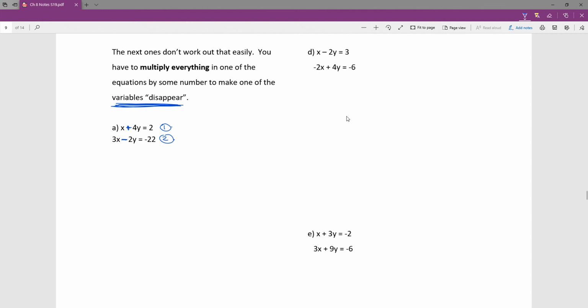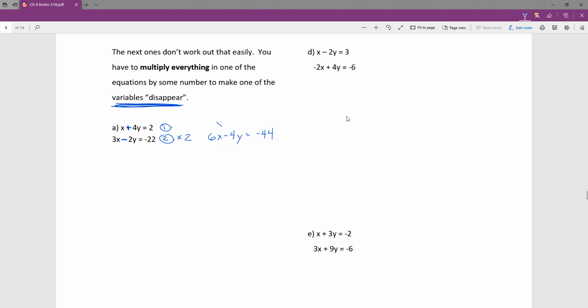In this one, if I took and multiplied equation 2 by 2, I'm going to get to a -4 on the y term. So if I do that, I can't just multiply the y term by 2. I have to multiply everything by 2. So I get a reworked version of equation 2 as 6x minus 4y equaling -44. I just bumped it all up by a factor of 2.